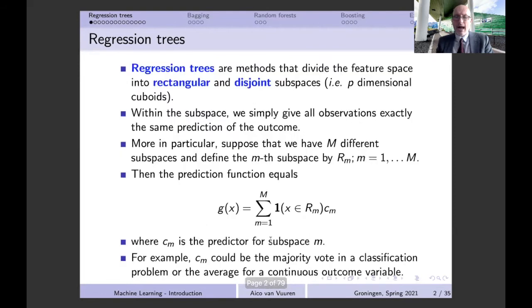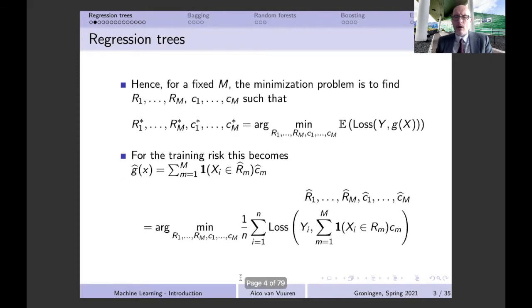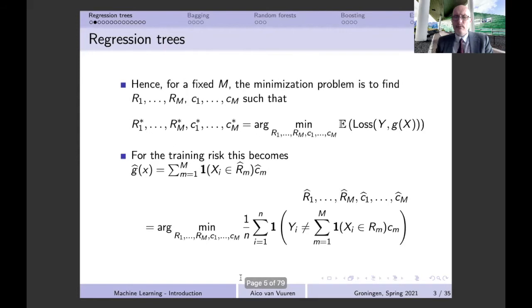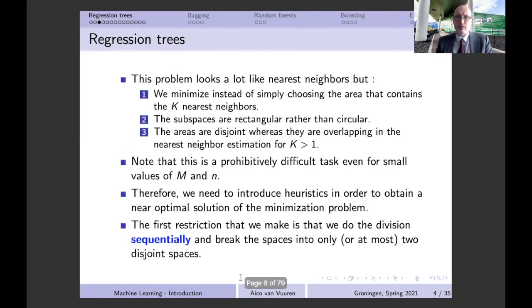Then we are either going to look for the majority vote in that particular area, or we're going to look at the average when we're looking at a continuous outcome variable. But we should take into account that there are important differences between nearest neighbors and regression trees. In the end, regression trees are quite different from nearest neighbors. And that's especially because of this first thing that we have over here.